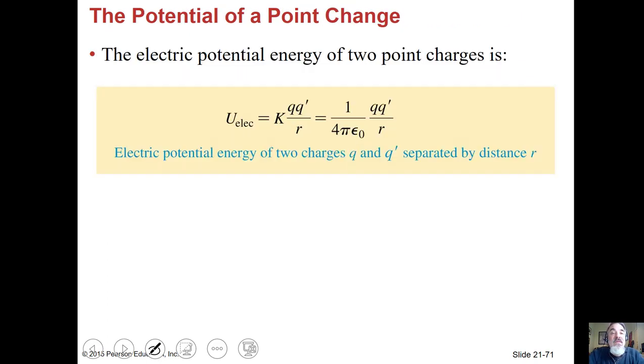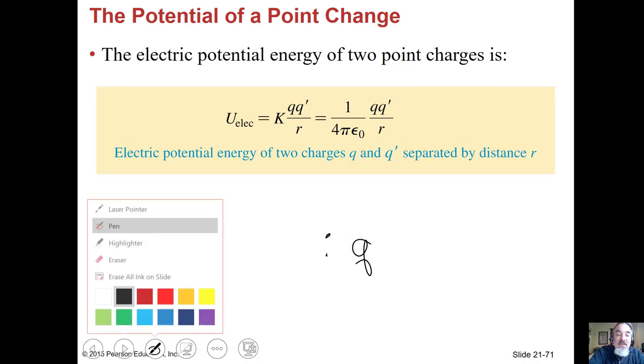Okay, so the electrical potential energy of two point charges. Here's the formula for it. If you've got a couple of charges, there's potential energy between them. So let's do it like this. Here's charge Q. It's just sitting here. You can put it there for free.